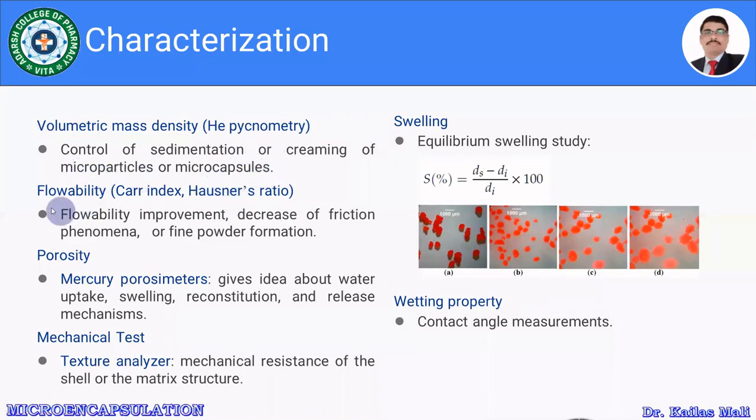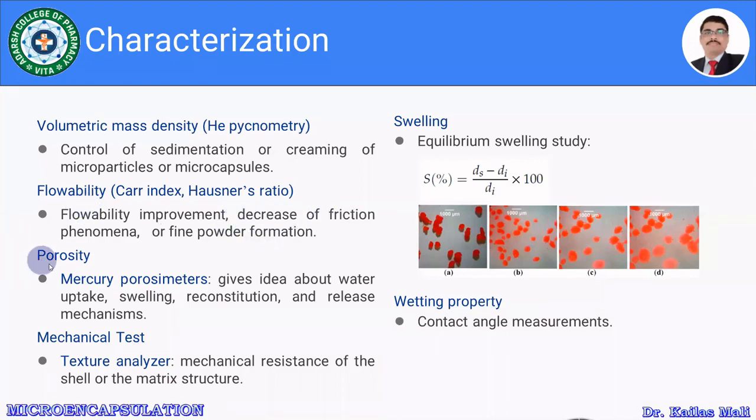Then the flowability, that is a measurement of the Carr's index, Hausner's ratio, angle of repose and so on. Furthermore, it may be helpful in the improvement of the flowability, which will help us to decrease the friction between the particles, and furthermore it is possible to get an idea about the fine powder formation. So that is about the flowability.